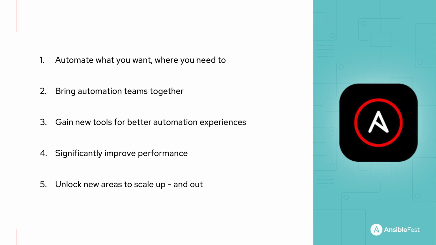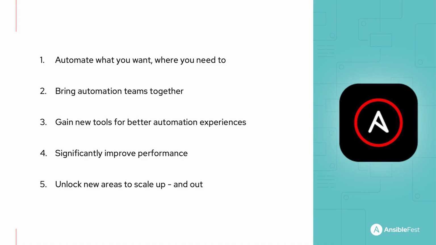And with that, to recap the 5 reasons that now is a good time to automate to Ansible Automation Platform 2, we have automate what you want where you need to, which gives you an updated architecture that separates the control plane and execution plane, providing flexibility and scalability. Reason number 2, bringing automation teams together, with automation execution environments that can be easily replicated and shared across an organization.